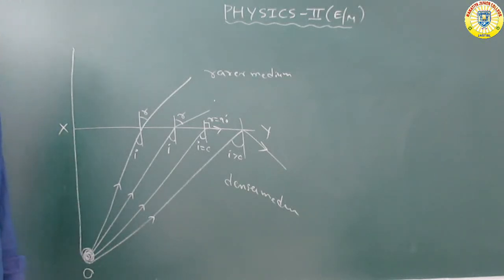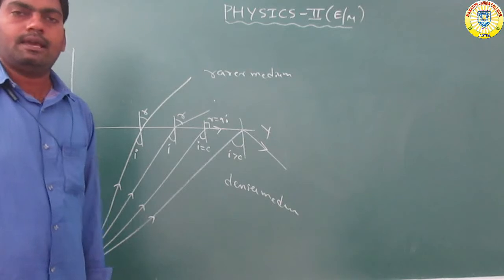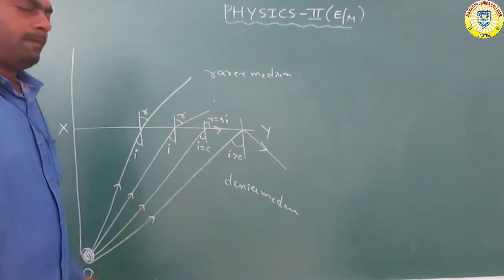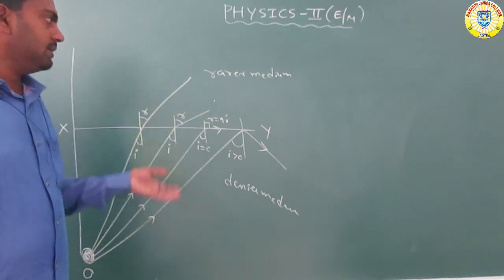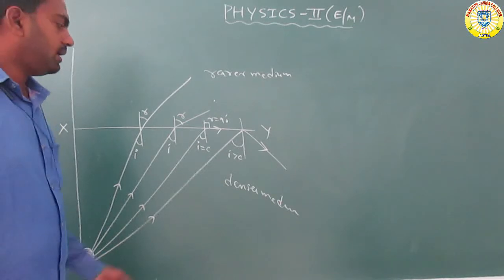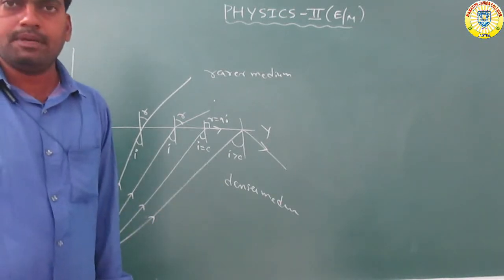Now, observe the diagram. See here, two mediums are taken: one is the rarer medium and the other is the denser medium.